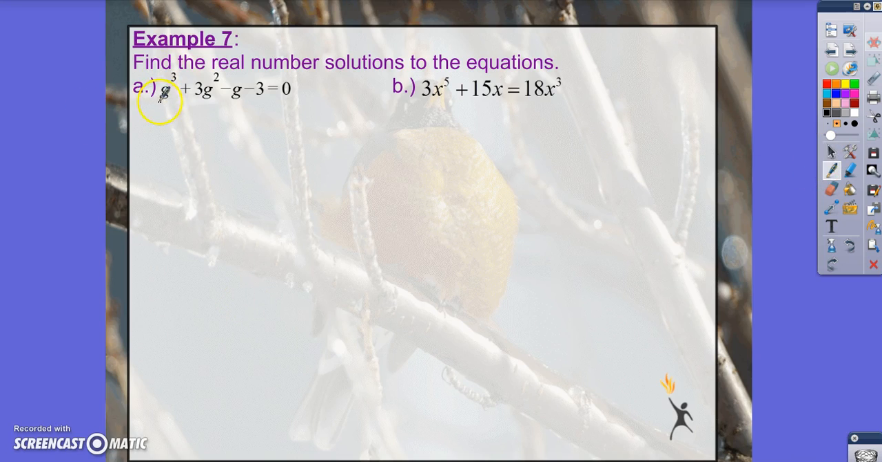Now for grouping. So we could take out of each. First group, we could take out a g squared times the quantity g plus 3. Second terms, we could only take out a negative 1, g plus 3. Put the coefficients in one parenthesis, what repeats in the other. Now, always ask yourself, can you factor further? Yes, you can. You could factor this further. It's the difference of 2 squares.